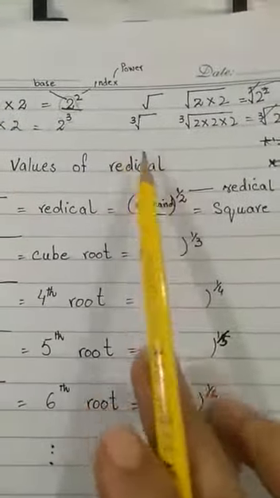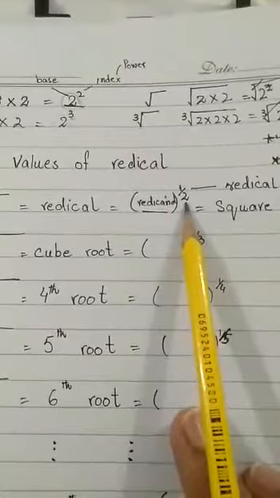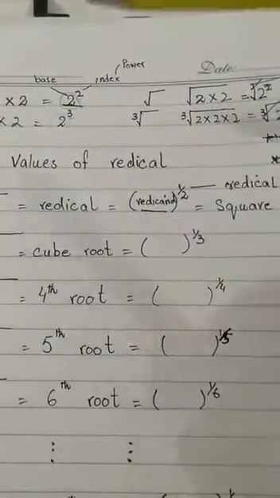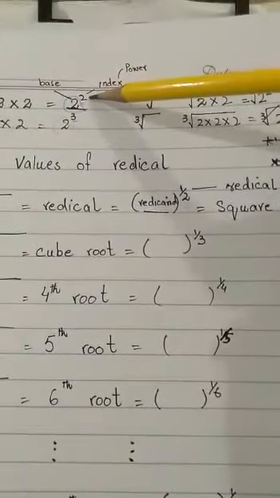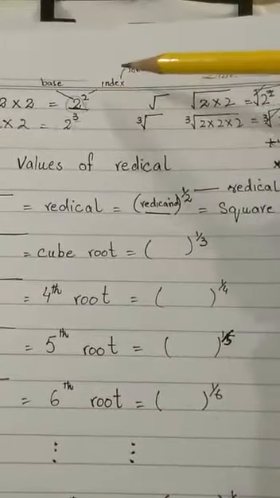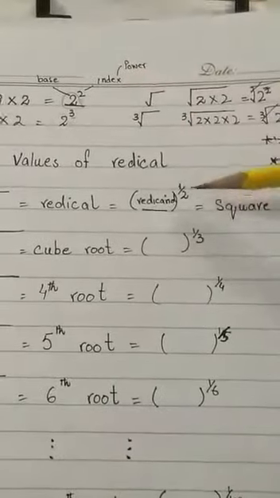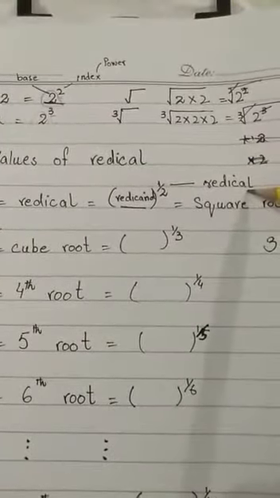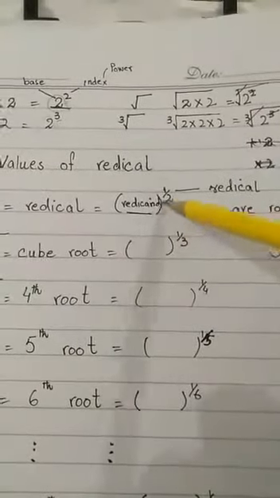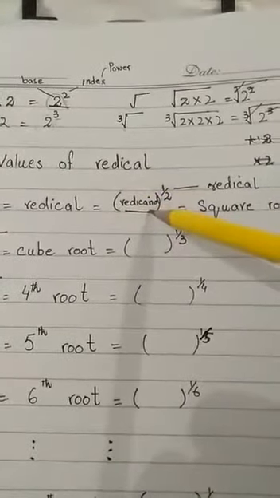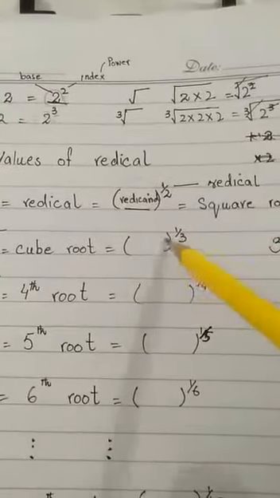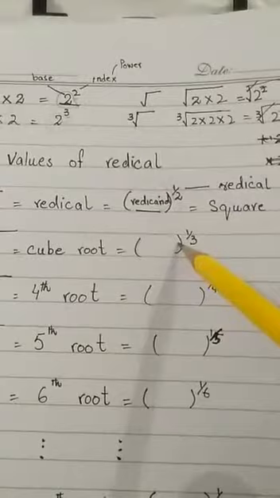The value of square root is 1 by 2 in power. The value of cube root is 1 by 3 in power. And you know that this power is not in fractional form, so that's why we are saying that it is index. This power is in fractional form, we will say it is radical. And this one is called radicand. Clear? Here 1 by 3 is radical and this one is radicand. Now this one is clear to you?